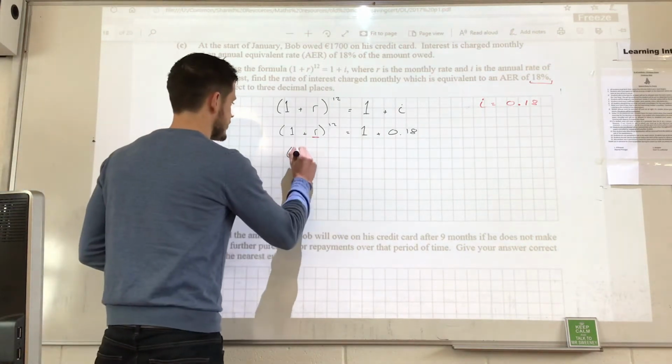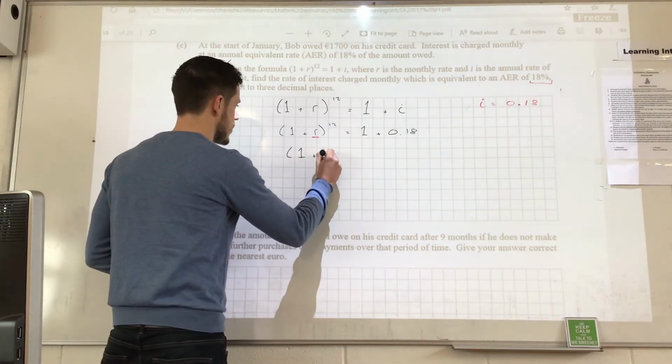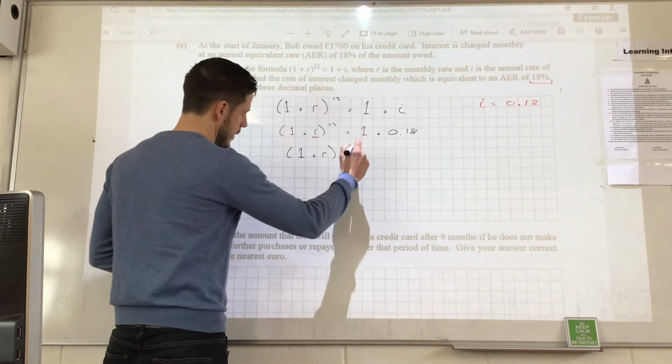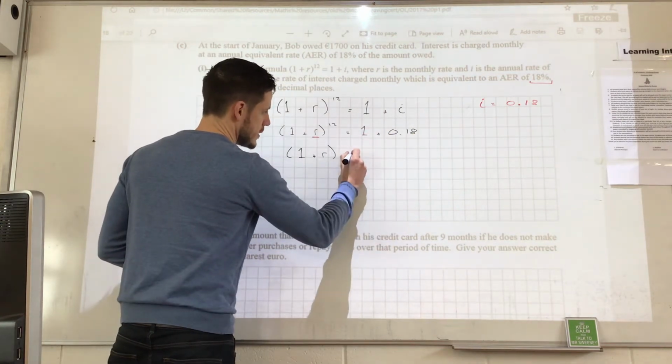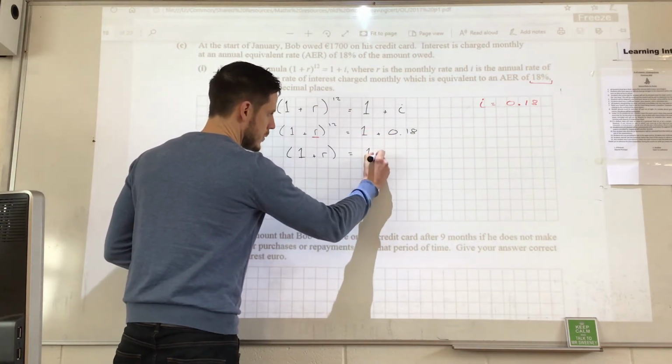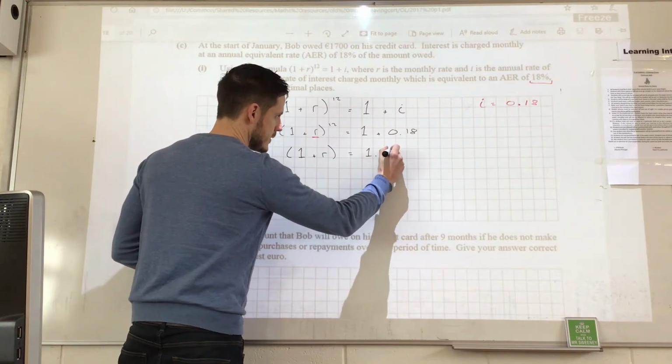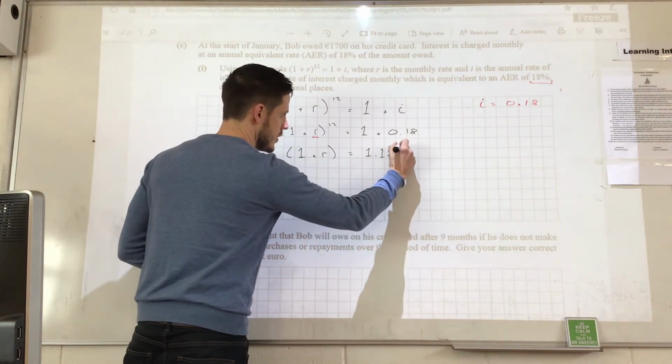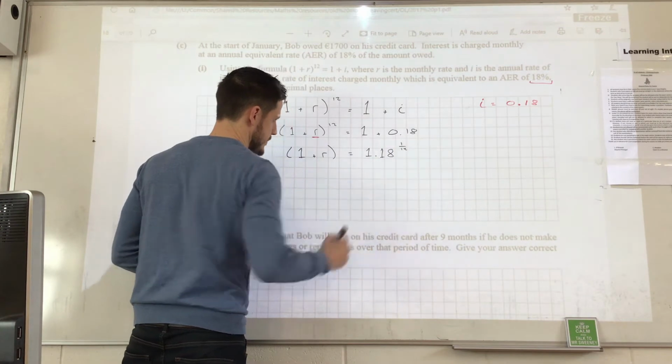So I'm going to have 1 plus r here. That's going to go away. 1 plus 0.18 is 1.18, all to the power of 1 over 12. Okay.